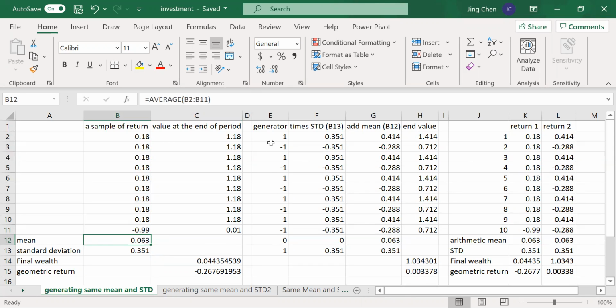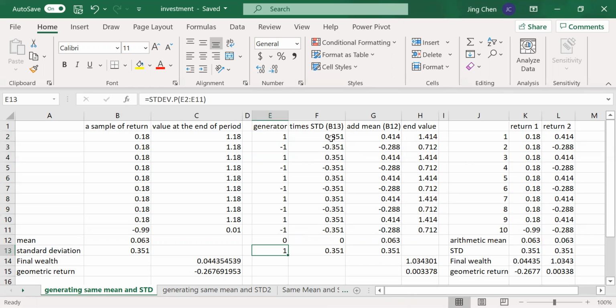Now we look at another sample, just a quite standard sample: 1, -1, 1, -1. So this has mean 0, right? Because everything cancels out. And the standard deviation is 1. From this second sample, we want to generate another series with the same mean and standard deviation as the first sample.